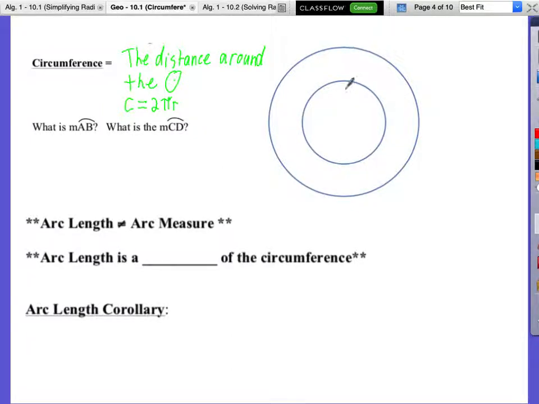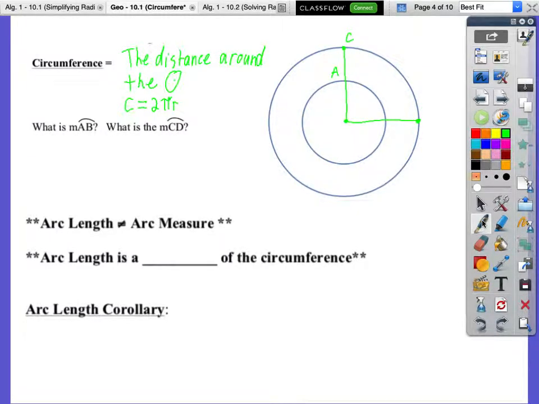So on these two circles here, we need to draw in some stuff. So I'm going to draw in like this. Now notice I ended up going through both circles there. Well, it shouldn't be a 90 degree angle, but that's okay. I'll fix it here.